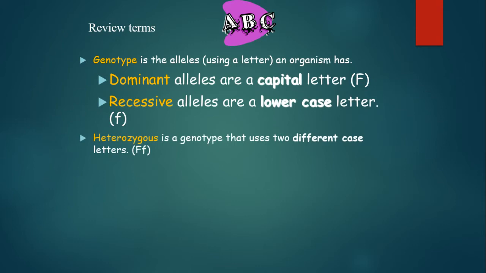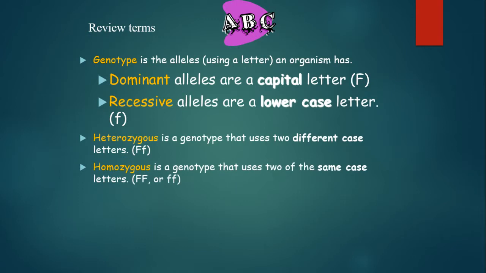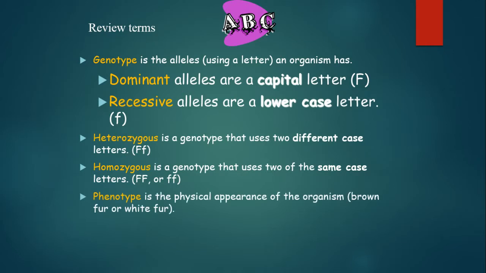You can have two types of genotypes. A heterozygous genotype is one that uses two different case letters, one big and one little. A homozygous genotype is one that uses two of the same case letters. This can be either two capitals or two lower cases. And a phenotype is describing the actual physical appearance of the organism. It's describing what the organism actually looks like on the outside. For example, brown fur or white fur.